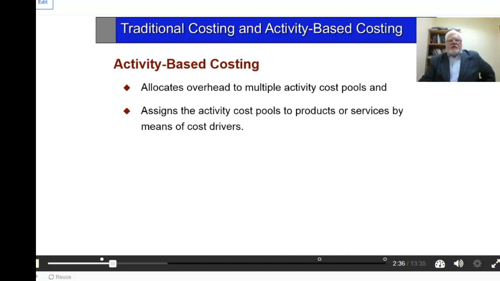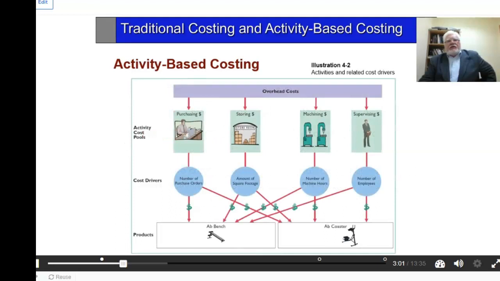And then we ask ourselves, what drives the cost in those pools? That is, what activity, if I increased it, would increase the cost in that pool? And if I have that cause and effect relationship, then I consider that to be my cost driver, and that will be my allocation base. So visually then, we're going to do this.